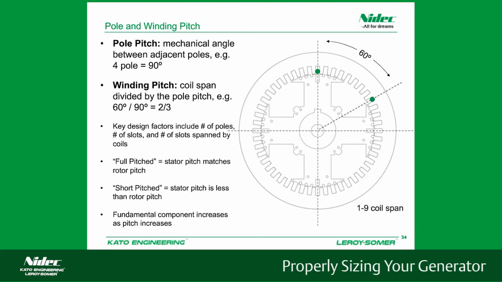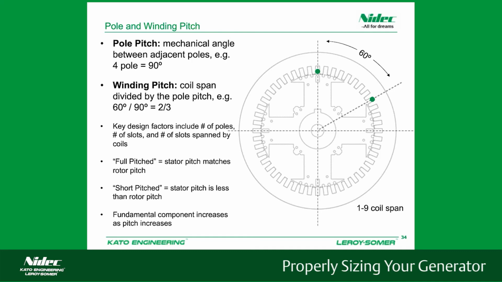So pole and winding pitch. The pole pitch is the mechanical angle that the coil spans in the stator relative to the span of the two poles in the rotor. As you can see in the example here, we have the two green dots simulating the two sides of one coil going into our stator, and they span 60 degrees of the 90-degree span that we have for a 4-pole machine, and 60 degrees divided by 90 degrees is 2/3.